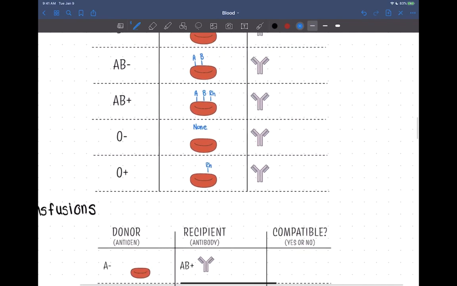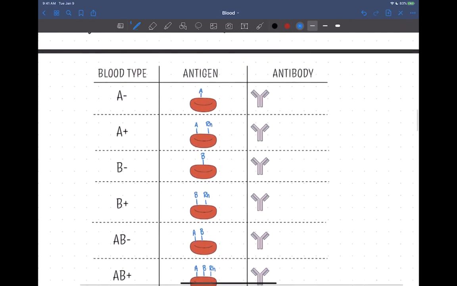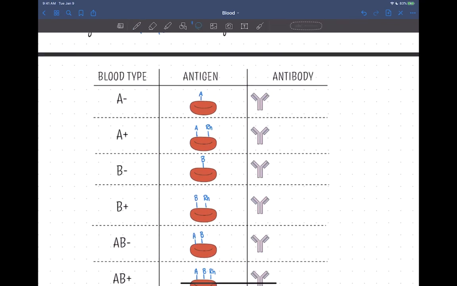Okay, so those are the antigens on the surface of the red blood cells for the individuals with these blood types. All of these are all the possible ones. Now we are going to fill in the next side of this chart, and for this we are looking at what antibodies are made by an individual with each blood type.